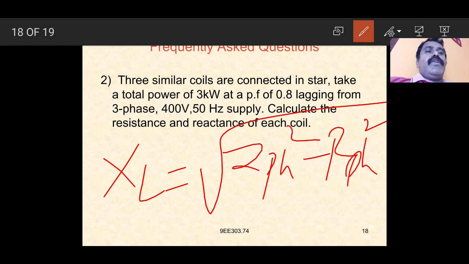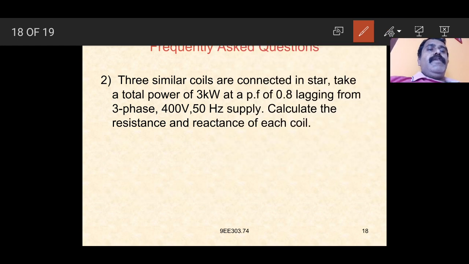These are nothing but the circuit constants. In this way we can find the resistance and the reactance of the coil. These are the circuit constants here.